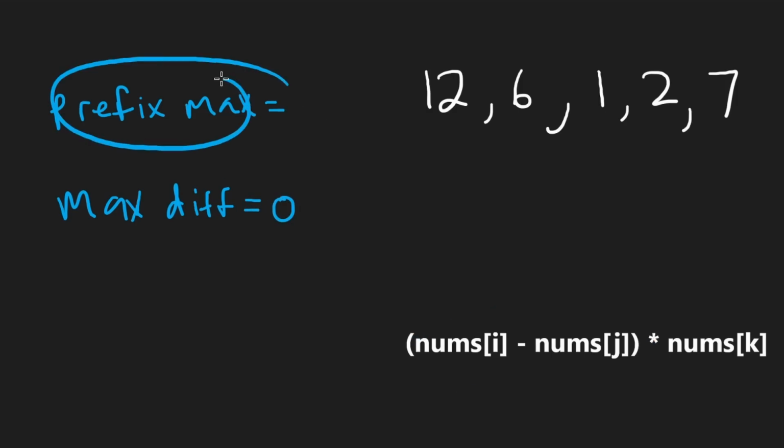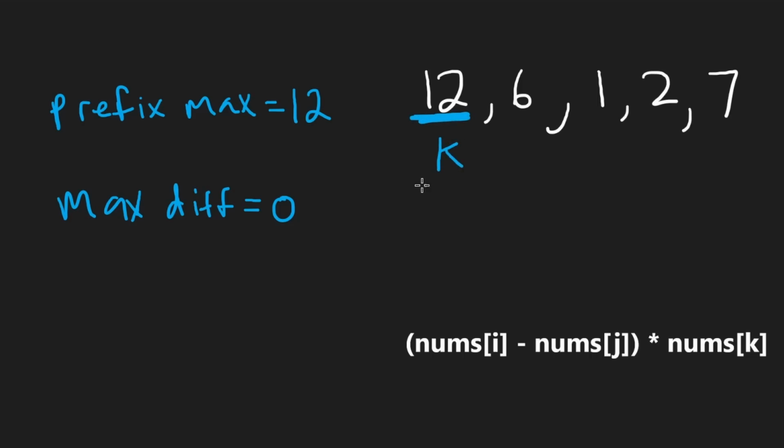So we can initialize our prefix max to be the first value here. I'm going to say that's 12. And now I'm going to start iterating. I'm going to have my k pointer start at the beginning, but I guess we wouldn't have to do that. We could just start it at the second value, so I'll do that. We already know our max so far that we've seen is the first value, which is 12 in this case.